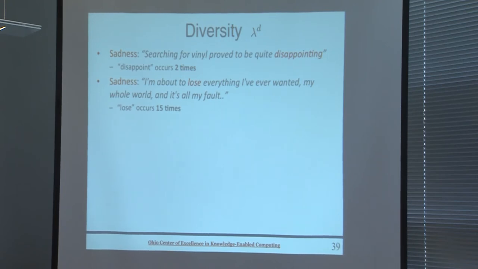So, let's focus on the diversity factor. Now let's say we have two tweets, and let's assume each is less than 140 characters, expressing the same emotion, sadness. In the first one, you can see disappoint is a very good feature for emotion sadness. And for the second one, lose is a very good feature for emotion sadness. And we know that disappoint occurs two times in the target domain data, and lose occurs 15 times.